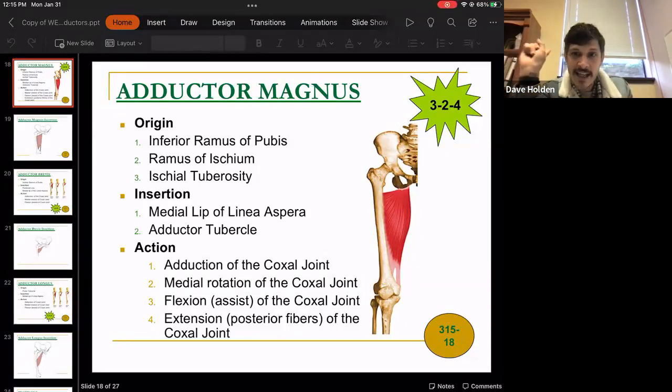Because of that ischial tuberosity origin and that adductor tubercle insertion, when the muscle shortens, it can also create medial rotation. Just pulling the middle of the knee backwards towards the back of the hip. That's going to create a medial rotation. So we have 3 distinct origins, 2 distinct insertions, and 4 actions. Luckily, 3 of those actions we can infer, right? We can start taking good guesses by looking at where that muscle sits. It's the medial rotation that you might have to just memorize.